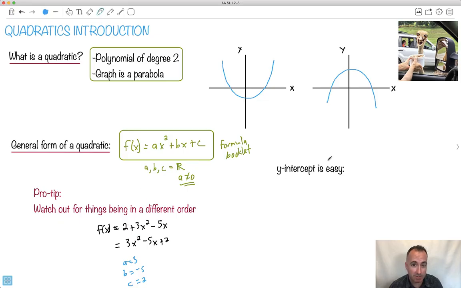Now finding the y-intercept is actually pretty easy. Remember what the y-intercept is? That's when we set x equal to 0. Let's see if we can find it here. f of 0, I want to know what happens when I put in x equals 0. I'm going to have a times 0 squared plus b times 0 plus c. Do you see what happens? These cancel out. So we know that f of 0 is just going to be c. So the y-intercept is just this c term. That's actually kind of nice to know.